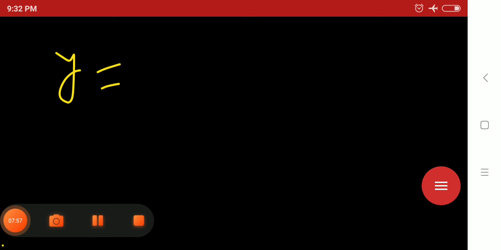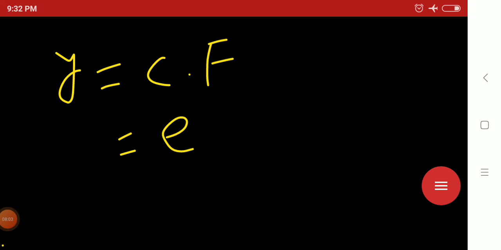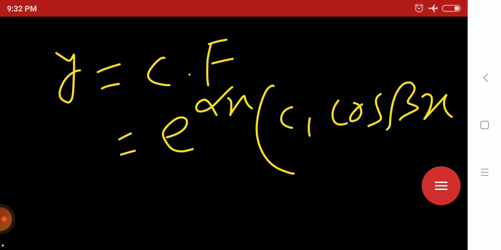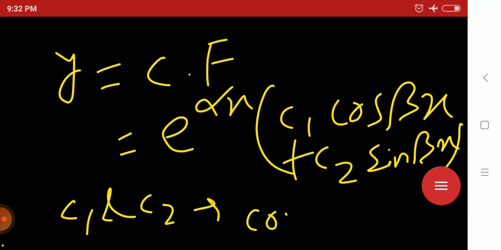solution or complementary function will be what? Then solution or complementary function you will write y equals, or CF equals, e to the power alpha x into c1 cos beta x plus c2 sin beta x, where c1 and c2 for each case are constants. Here you can take any values.